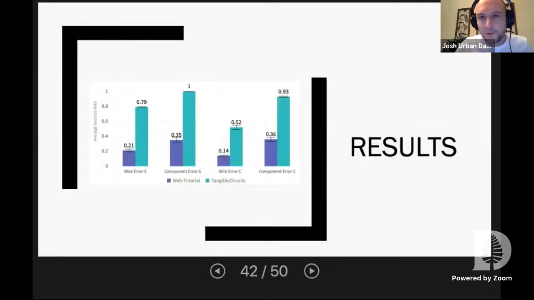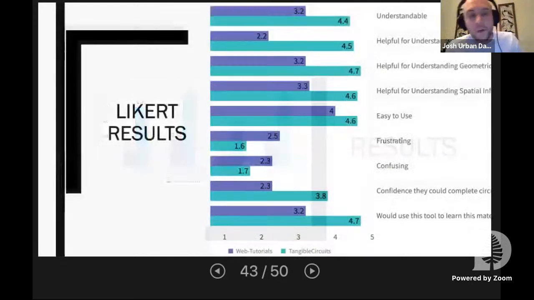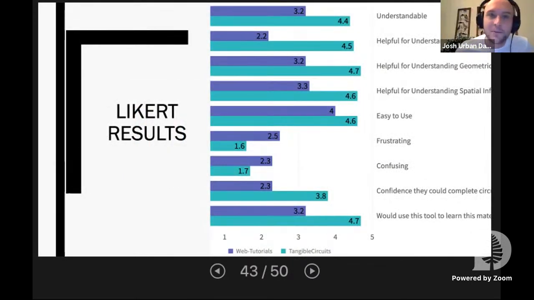I'm going to go quickly through my results because we are over time, but as you can see, overall participants performed significantly better using tangible circuits on the component and on the error identification task. Teal in this diagram demonstrates the performance of tangible circuits versus purple for web tutorials. As you can see, there's a great disparity in the performance and the ability to identify the errors in the circuits. We also collected some subjective feedback in the form of Likert results.